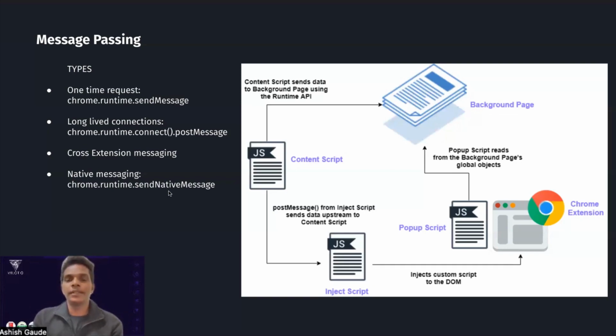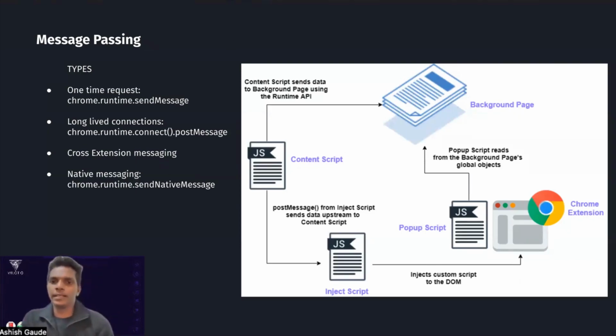For example, one use case is that browser extensions do not have access to the local file system or, for that matter, the user information on the machine, right? So in that case, we can send native messages to the native application, and that application can respond with the files information or the user information.